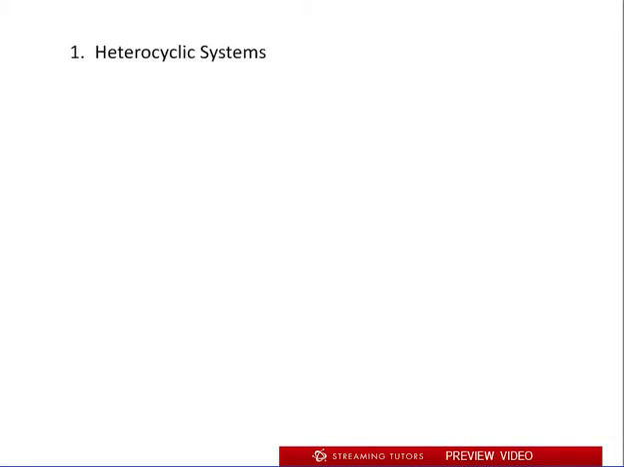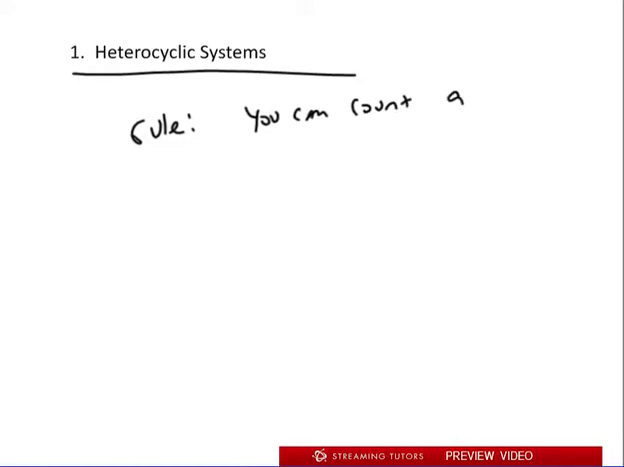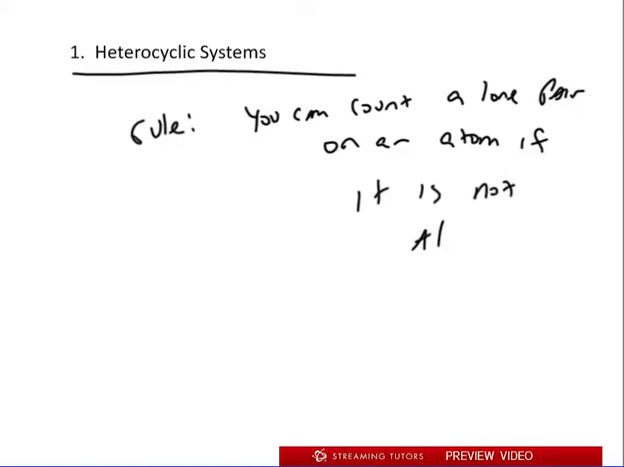Now, if you saw the problem set that I did just before this one, then you already have a clue as to what's going on here. So let me give you the rule. We're going to declare it here. I knew it was a little premature, but it was easy enough. Here's the way it works. You can count a lone pair on an atom if it is not already double bonded.